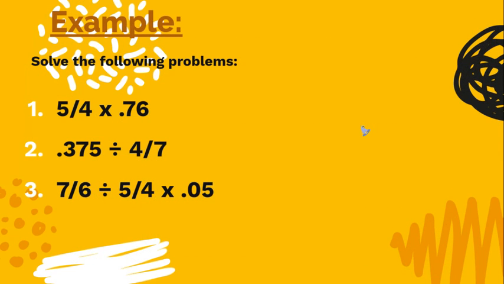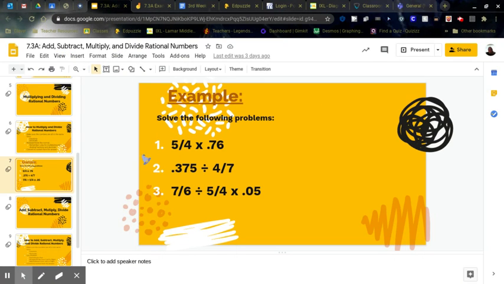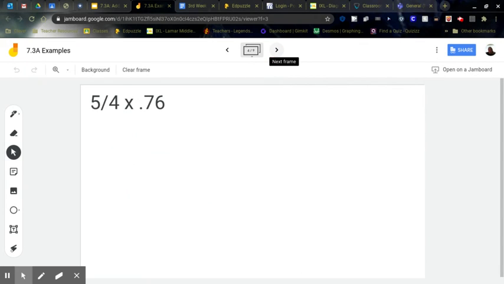Like before, we're going to do some examples. Okay, so our first one is 5/4 times 0.76. So I have 5/4 and I have 0.76. I think I'm going to do decimals this time.